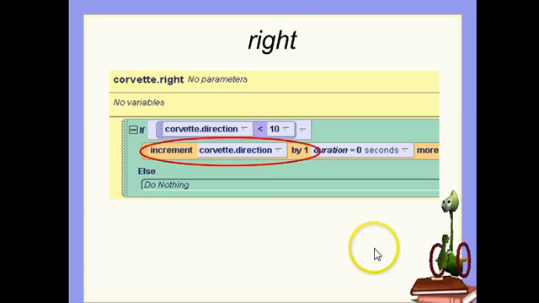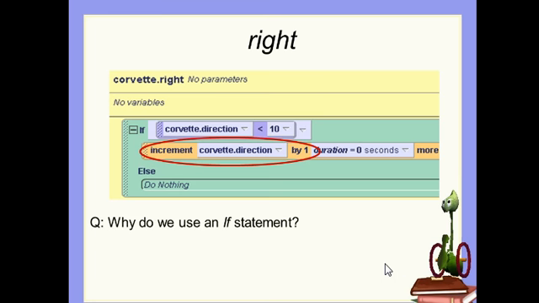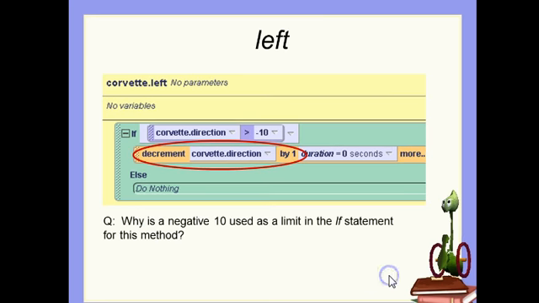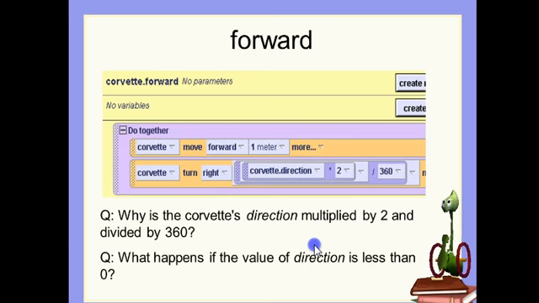We talked about the increment part. You know how to do that. If not, ask me, but I've done it in other videos. What's up with the if statement? Well, we talked about that, right? That limits it so I can't get any higher than 10 and I can't get any less than negative 10. And just as the PowerPoint said and I said, the real cars have limits as well. Same thing with the if is negative 10. You need literally some limits.